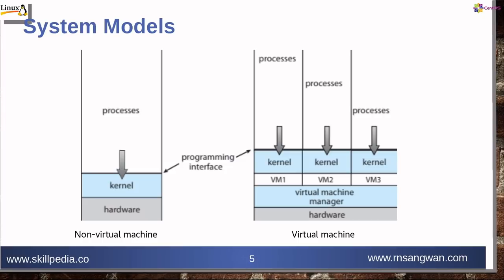This is the system model, in order to understand this concept. So non-virtual machines have hardware and the kernel and the processes. In a virtual machine we have hardware, we have the virtual machine manager, on top of which we create virtual machines VM1, VM2, and each one of them can have an individual kernel, and then we run processes on them.